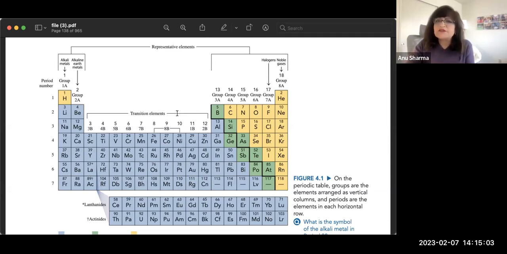Elements in group 3A, so look at just these A's. A's are over here and then over here on the right-hand side.